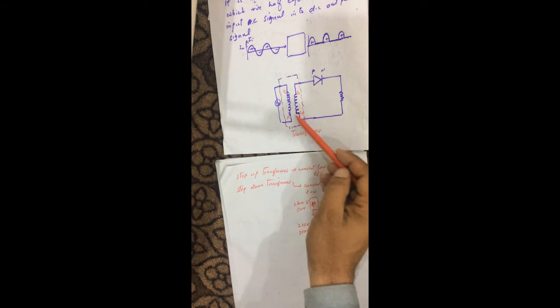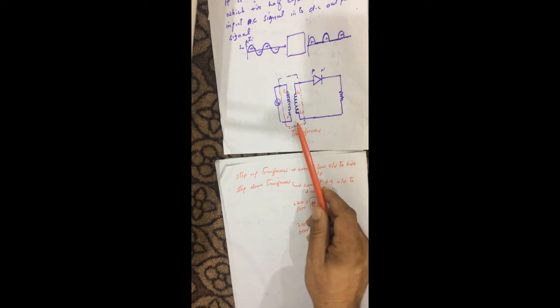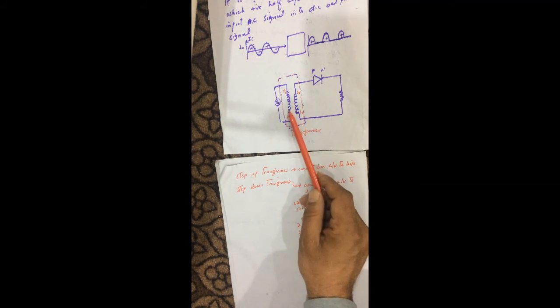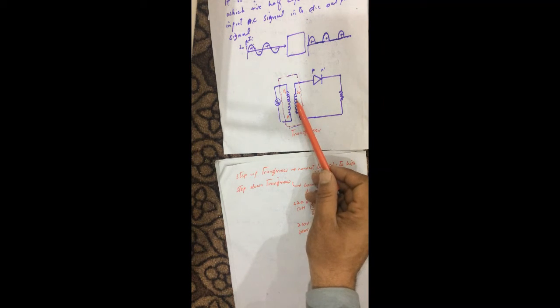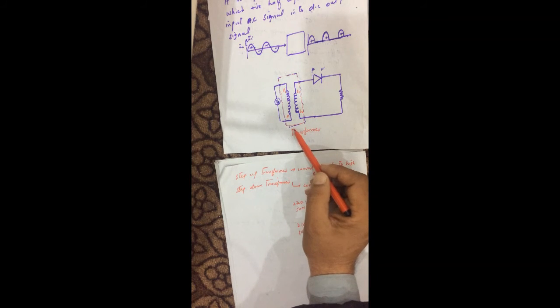Now how we can differentiate the step up and step down transformer, the only difference is by counting the number of turns in the secondary coil or in the primary coil. If we need a step down transformer, then the number of turns in secondary coil will be smaller than the number of turns in the primary coil. Similarly, for step up transformer, the number of turns in the secondary coil will be higher than in the primary coil. So here, let's suppose I am using a step down transformer. So the number of turns in secondary coil is less than in the primary coil.